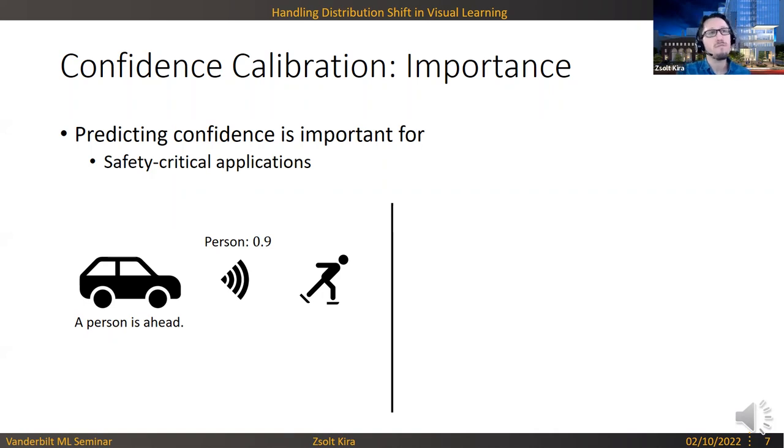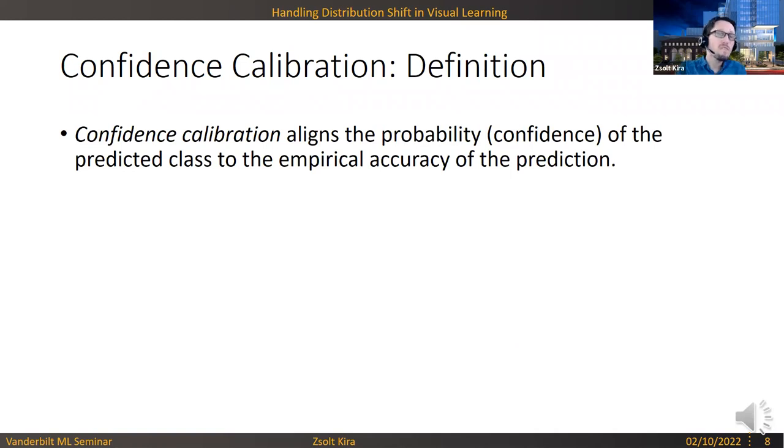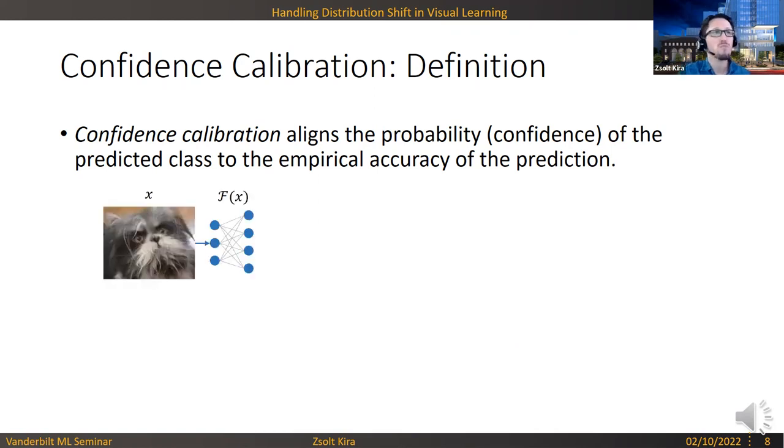And of course, this is useful for lots of things, especially once you incorporate planning that uses these uncertainty estimates. It's also useful for other things like active learning or interpretability, where we might want a model that can say whether it's not confident about something and then maybe ask for help from human users. And so specifically, confidence calibration has been studied separately, again in a siloed manner, looking at aligning the probability or the confidence of the predictions to the empirical accuracy of the prediction itself.